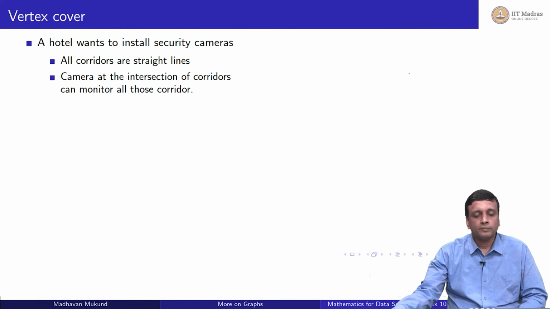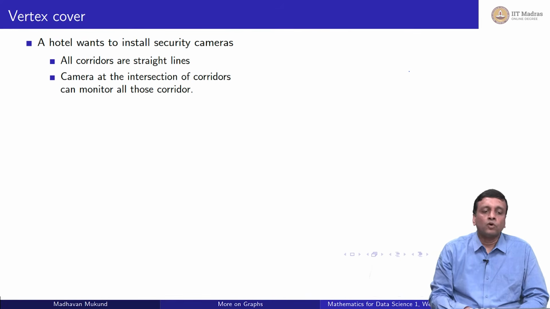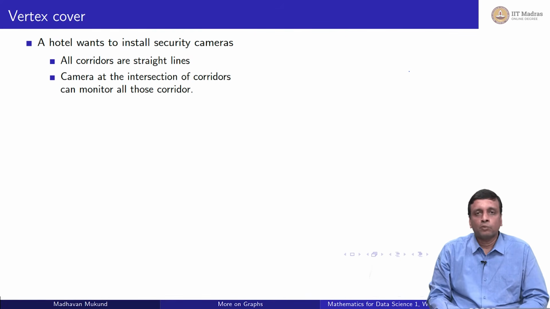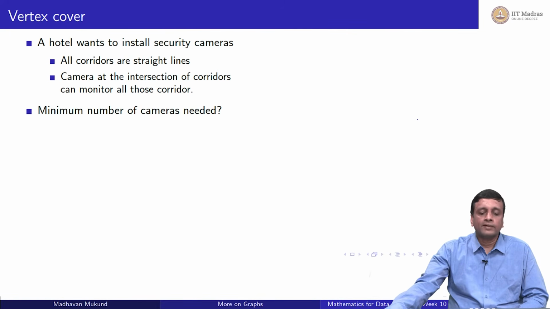Now here is another problem. Supposing a hotel wants to install security cameras. So they want to put up cameras in the corridors of a hotel. And as you know, in many hotels, corridors are very neatly aligned. They're all straight lines. But there might be a maze of corridors which meets at different corners. So let's assume that if you put a security camera at a particular corner, it can monitor every corridor that meets at that intersection. So now the question is, what is the minimum number of cameras that you need to monitor all the corridors on the floor?